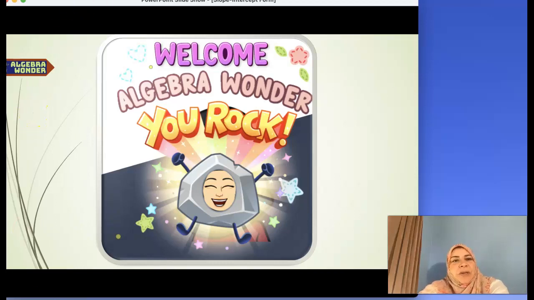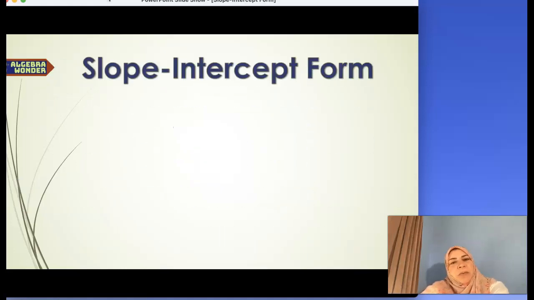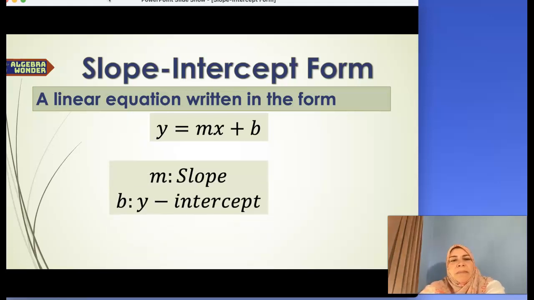In this video, we will learn about slope-intercept form. So what is slope-intercept form? A slope-intercept form is a linear equation written in the form y = mx + b. And you hear about it a lot, y = mx + b. m is the slope and b is the y-intercept.